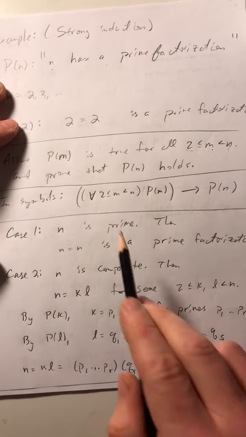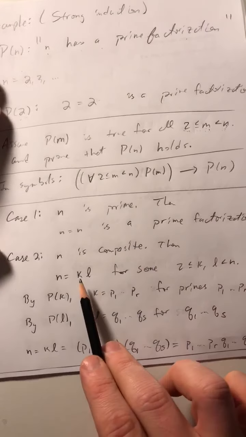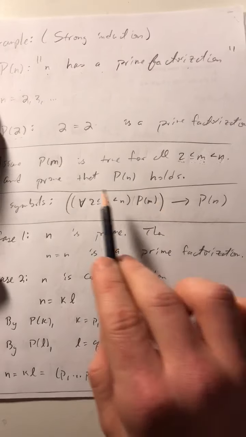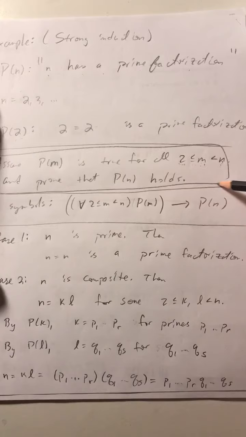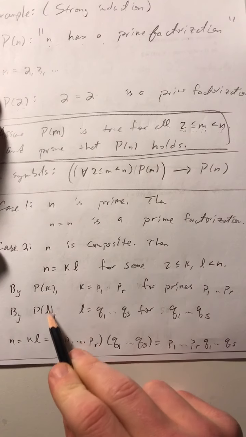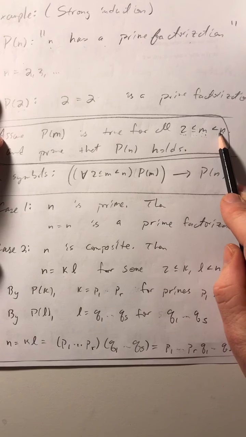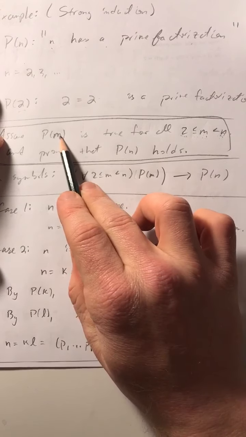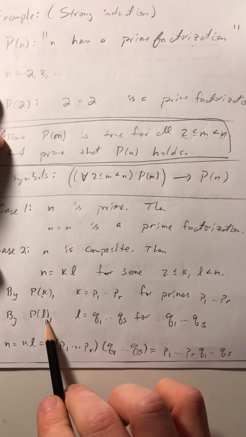So we've assumed that p of m holds for all of the m less than n. And here, k and l are in the appropriate range. So by our strong induction assumption, p of k is true and p of l is true. That's what we've assumed here. So if this assumption is correct, then p of k is true and p of l is also true.